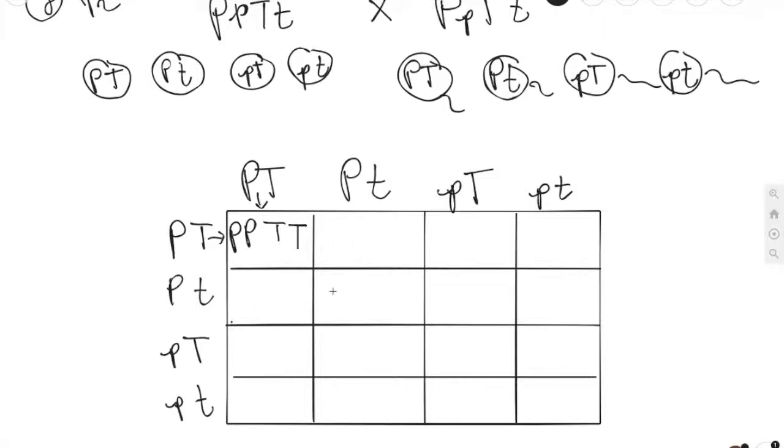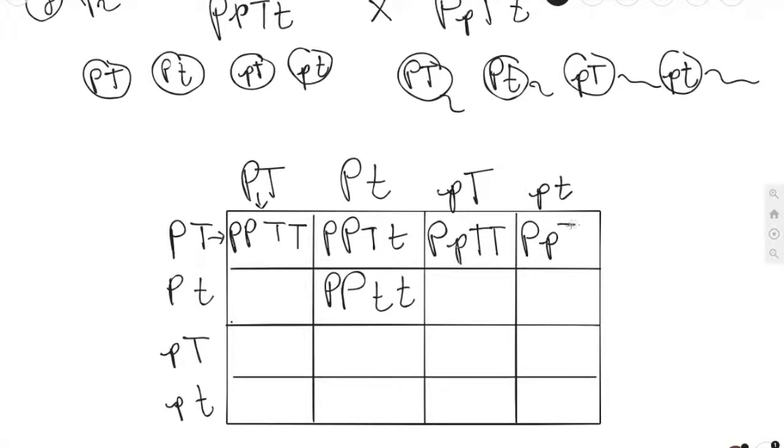I'll show you on this next diagonal. So big P from the left, big P from the top, little t from the left, little t from the top, and then just keep going. So go ahead and fill out your entire Punnett square. Big P, little p, big P, little p, big T, little t. Big P from the left, little p from the top.